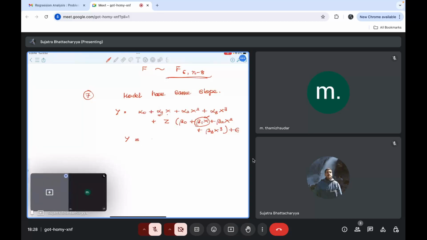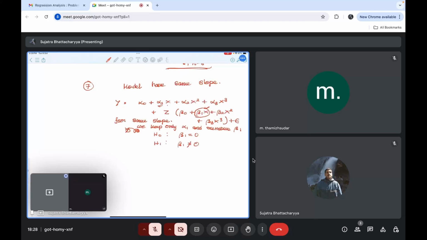So the null hypothesis will be beta 1 is equal to 0. So for the same slope, we keep only alpha 1 and remove beta 1. Then only you have the same slope. Just remove the beta 1. Whatever model you have, it will have the same slope. Okay. And we generally remove the dummy part. Just remember. So H1 will be for beta 1 not equal to 0.